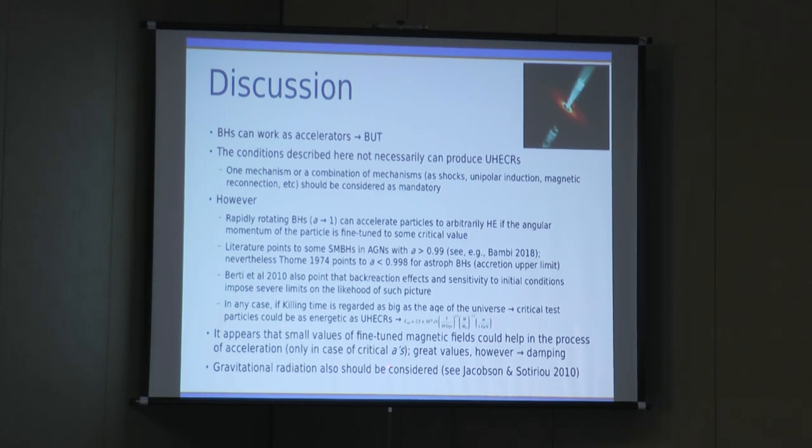And it appears that small values of fine-tuned magnetic fields could help in the process of acceleration, only in the case of critical black holes. But as I showed you, great values, however, will damp the acceleration. And gravitational radiation should also be considered, as pointed out by Jacobson and Sotiriou, and it also could damp the acceleration, because the particle is approaching a black hole that is probably radiating gravitational waves.